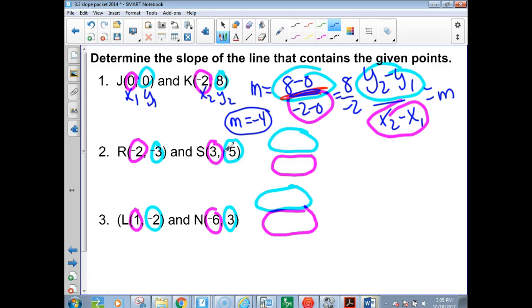Second set, negative 5 minus negative 3, and 3 minus negative 2. The next step would be to simplify the numerator and denominator. Negative 5, subtracting a negative changes to addition of the opposite, so add the opposite of negative 3, which is positive 3. 3 minus negative 2, change to add the opposite, would be 3 plus 2. And you don't have to show this if you know how to do them in your head. That'd be negative 2 over 5.